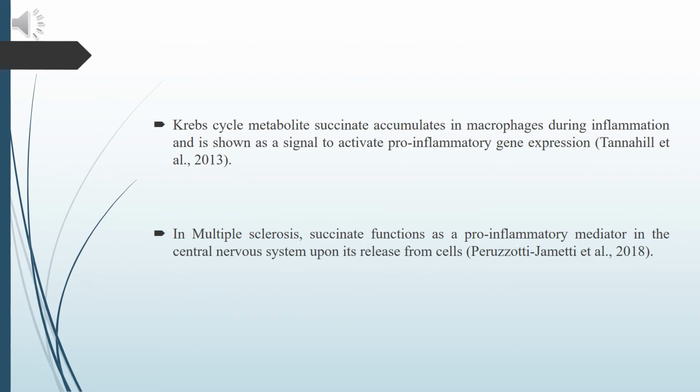In the previous slide, I had mentioned succinate being the hub of the association of metabolites and microorganisms. Succinate is a Krebs cycle metabolite, and it accumulates in macrophages during inflammation, and it's shown as a signal to activate pro-inflammatory gene expression. Also, in multiple sclerosis, succinate functions as a pro-inflammatory mediator in the central nervous system upon its release from cells.